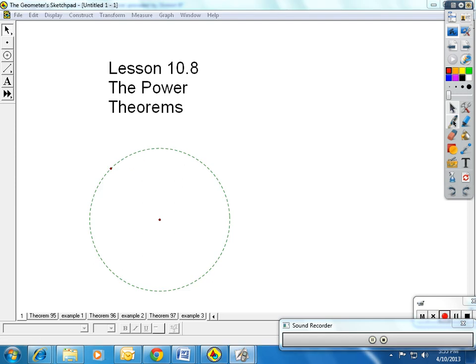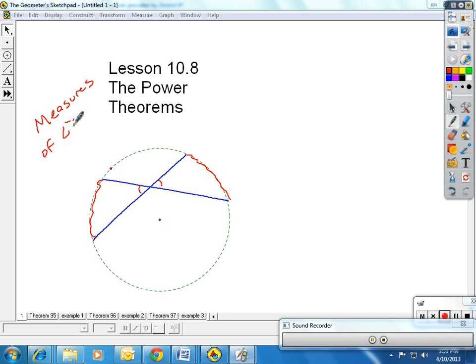We've spent quite a bit of time talking about arc measures and angle measures. So, for example, in the chord situation, we have talked about the relationship between angle measure and arc measure, so we've done a lot with the measures of angles and arcs. Tonight's lesson we're going to be looking actually at segment length.